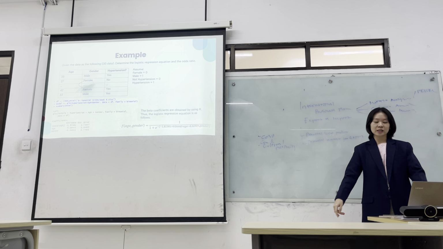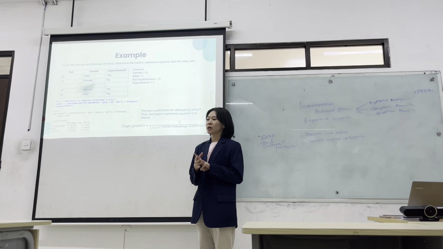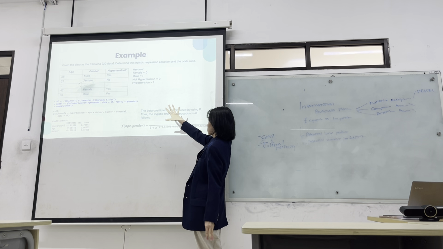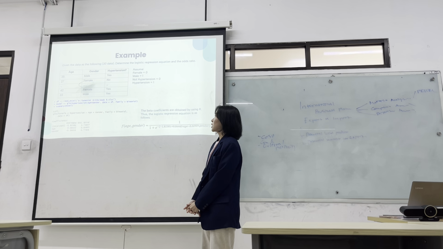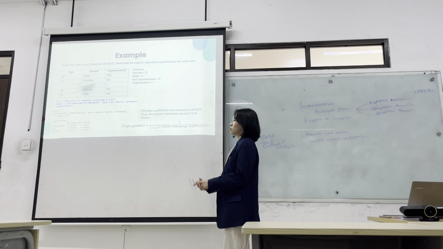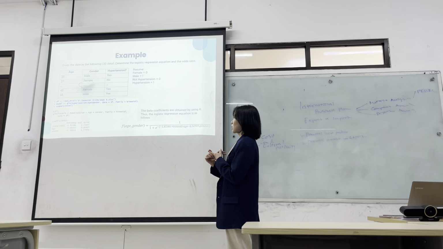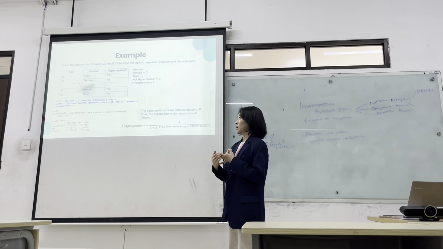And then next is the example. Given the data as the following, it actually has 30 data, but I only put 4 as the representative. Determine the logistic regression equation and the odds ratio. So for assumption, we use female as 0, male as 1, no hypertension as 0, and hypertension as 1.